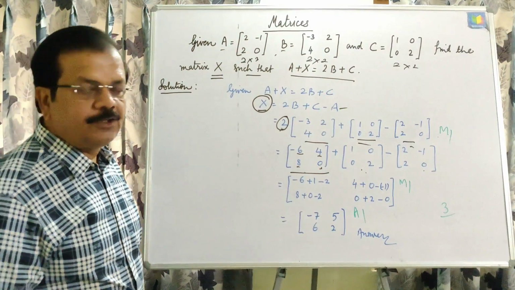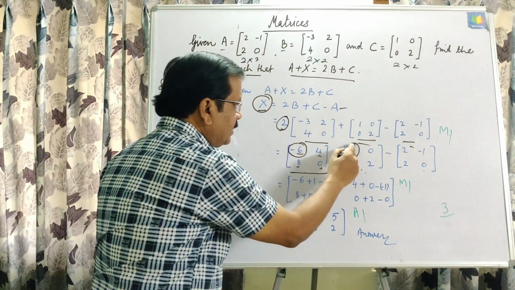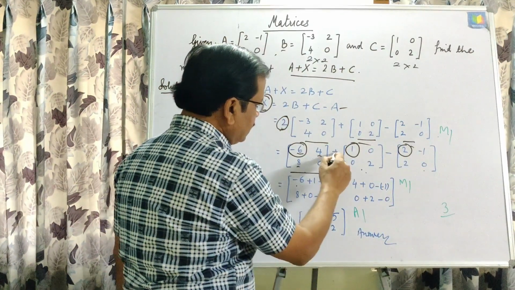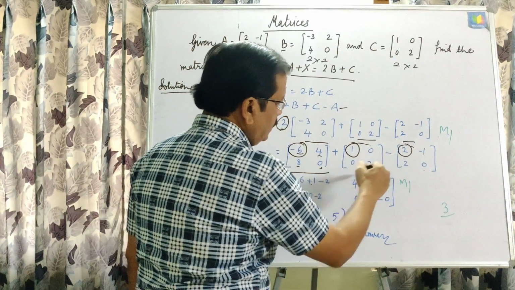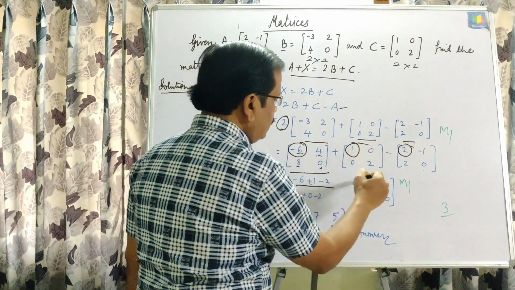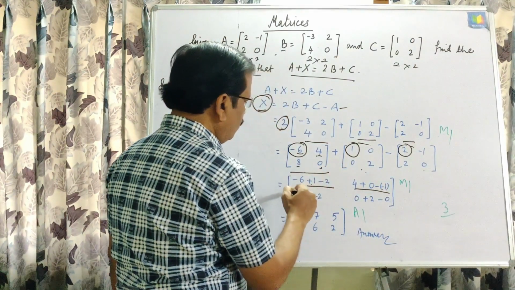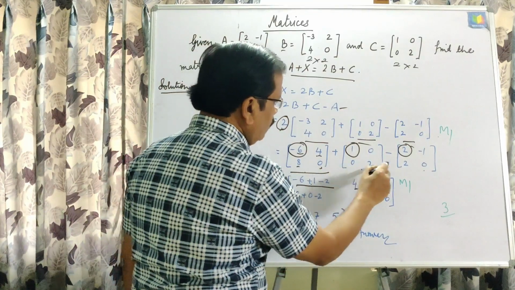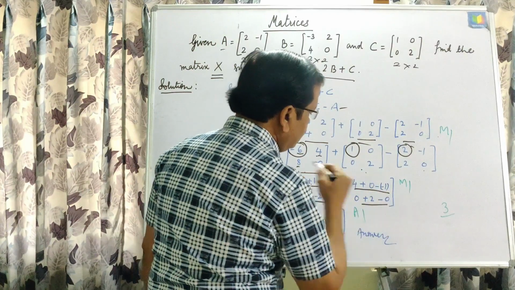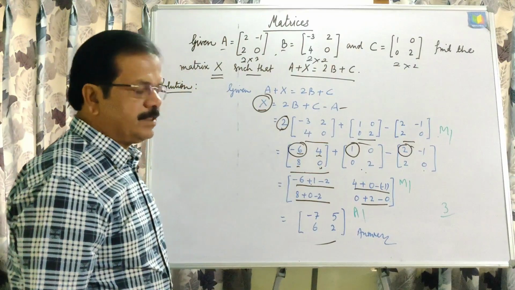Whenever we add two matrices, the corresponding elements are added. Minus 6 corresponds to 1 corresponds to 2, that is minus 6 plus 1 minus 2. In the same way, next 4 plus 0 minus minus 1. In the same way, the next row, that is 8 plus 0 minus 2 and 0 plus 2 minus 0. And then on adding, you get minus 7, 5 and 6, 2.